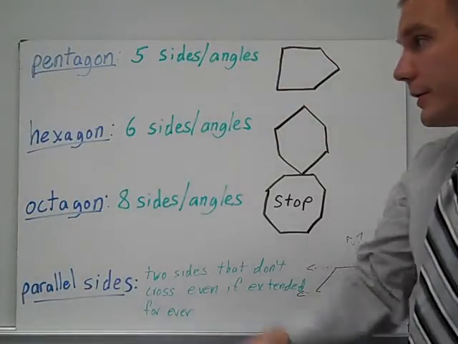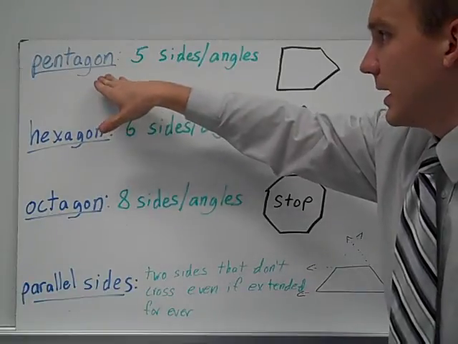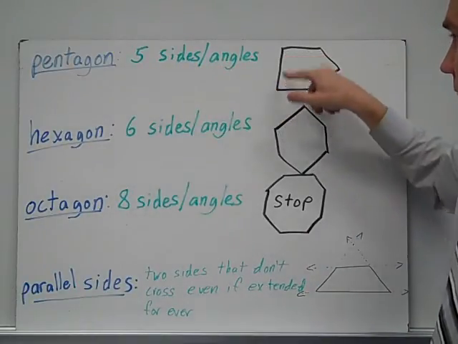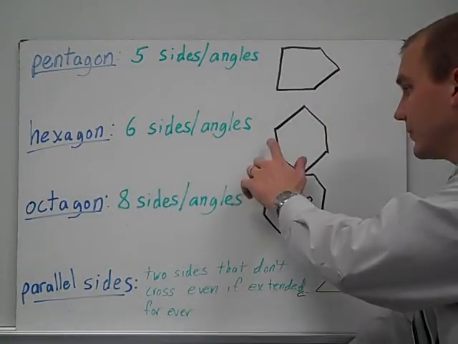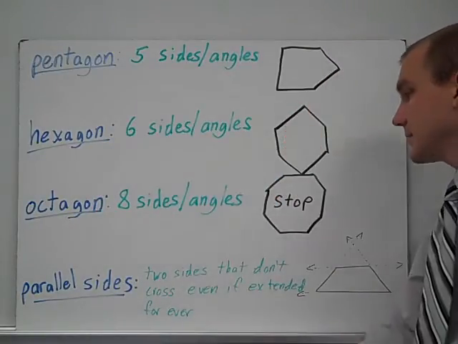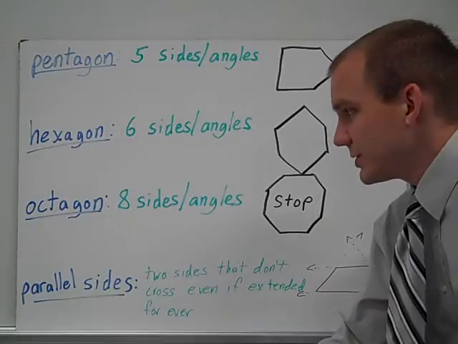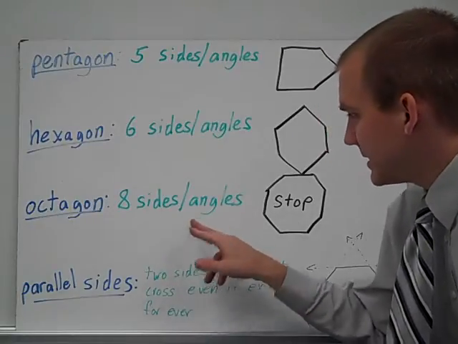Let's look at some others first. Pentagon is 5 sides and angles, 1, 2, 3, 4, 5. Hexagon, 6 sides and angles, 1, 2, 3, 4, 5, 6. Octagon is one of the easier ones to remember. It has 8 sides and angles.